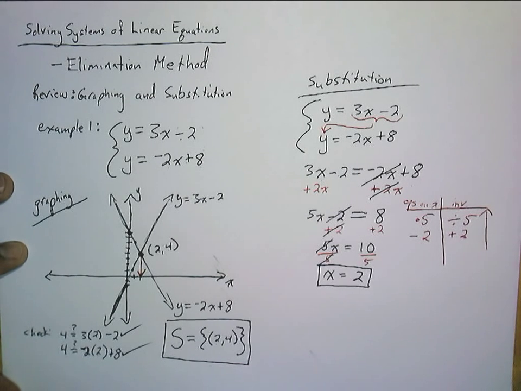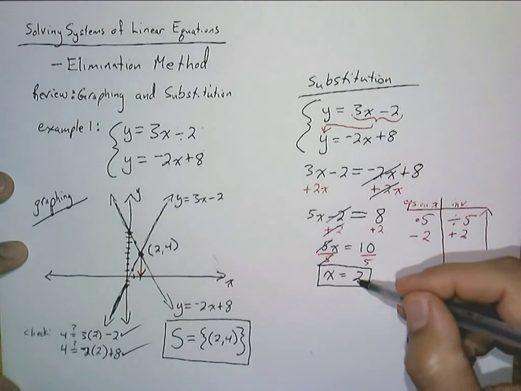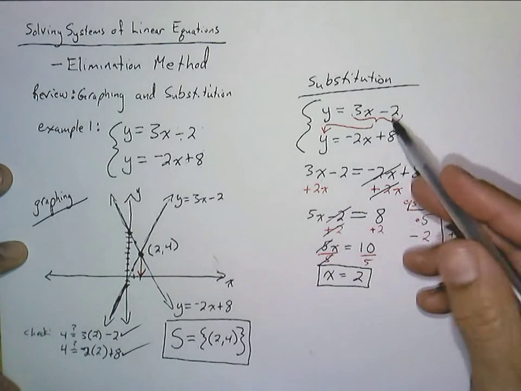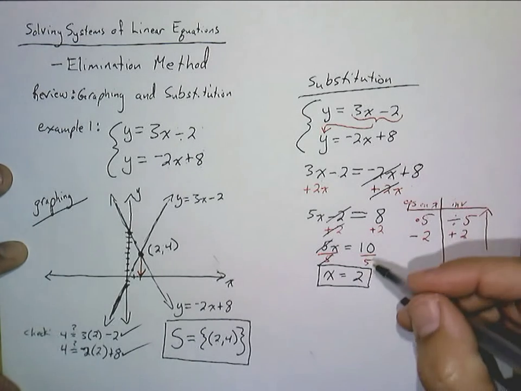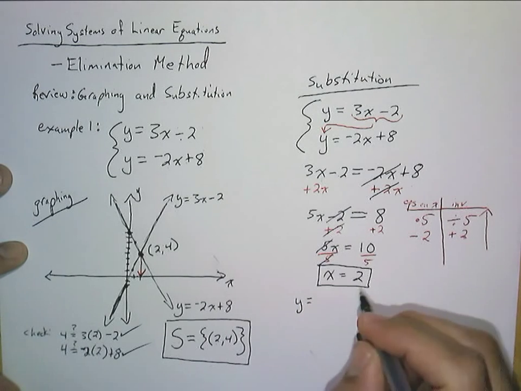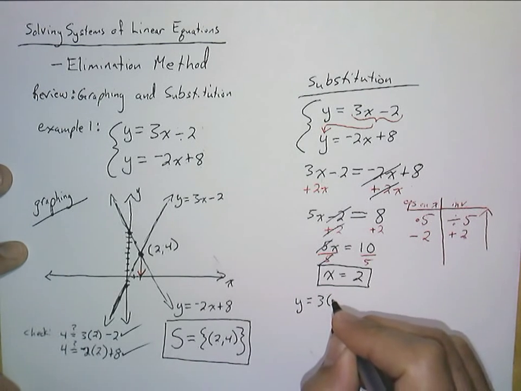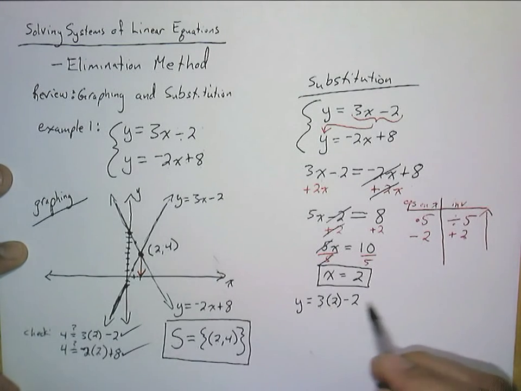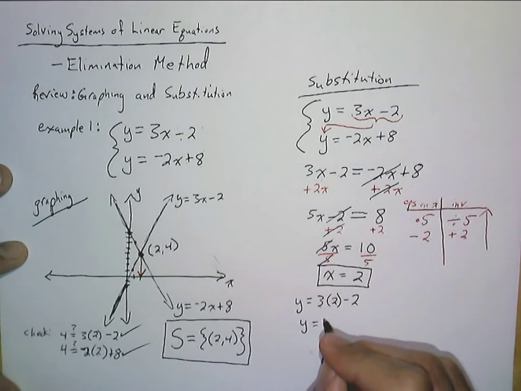We get the other half just by plugging this value for x back into either equation, really. If you want to check it, make sure you're absolutely correct, just plug it into both equations and make sure you get the same thing. So plugging this into the first equation, y is now going to be equal to 3 times 2 minus 2. 3 times 2 is 6, minus 2 is 4, so y equals 4.